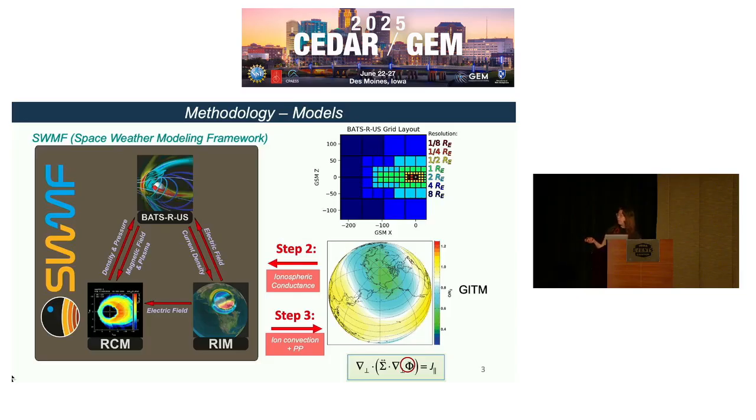And then since we got the particle precipitation and convection from the MHD model, from the space weather modeling framework, we can implement the new updated convection pattern and particle precipitation into Gitm to see the feedback from the magnetosphere. So that's the 3 steps we are taking.